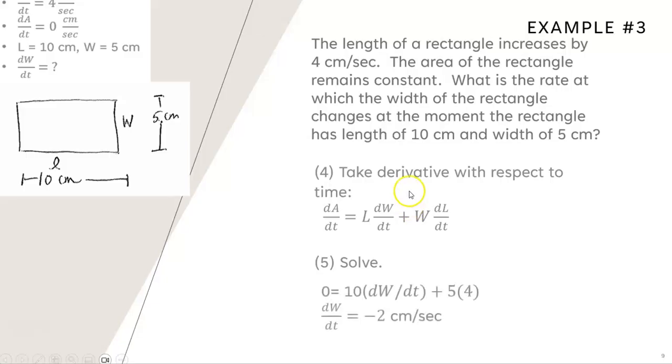So now we solve. Let's see what we got. L is 10, dW/dt is what we want to find, W is 5, and dL/dt is equal to 4. So I put all that up here. When you solve for dW/dt, you get negative 2 centimeters per second.